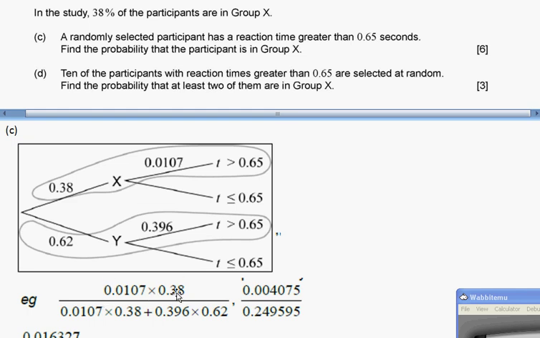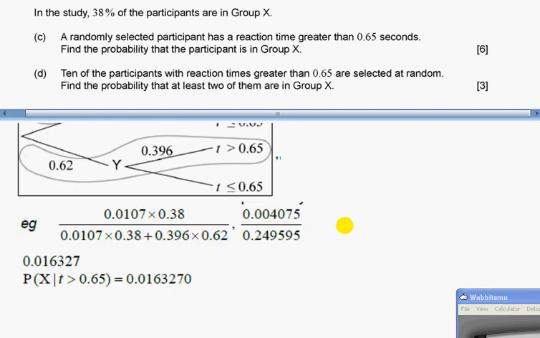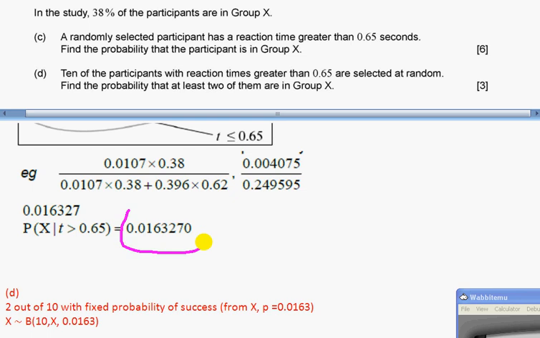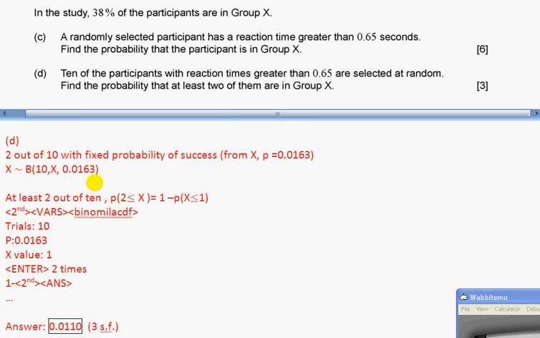Probability that a randomly selected participant has reaction time greater than 0.65. 10 of the participants with reaction times greater than 0.65 are selected at random. Find the probability that at least 2 of them are in group X. 2 out of 10 with fixed probability of success, so we have a binomial distribution. Number of trials 10. The variable is X, and the probability of success is our previous answer. At least 2 of 10 means the probability that X is greater or equal to 2 equals 1 minus the probability X is less or equal to 1.